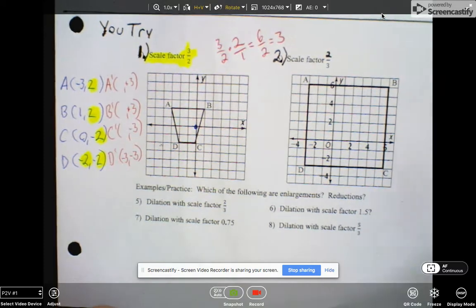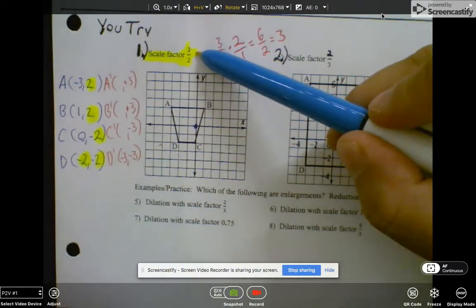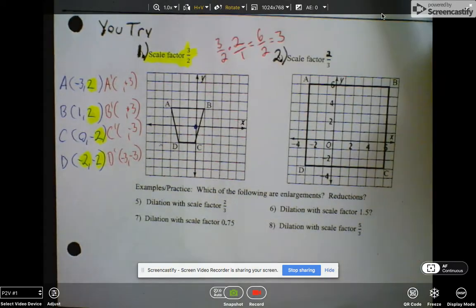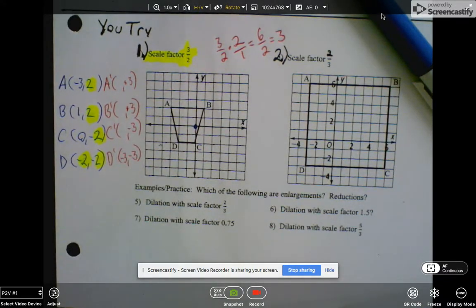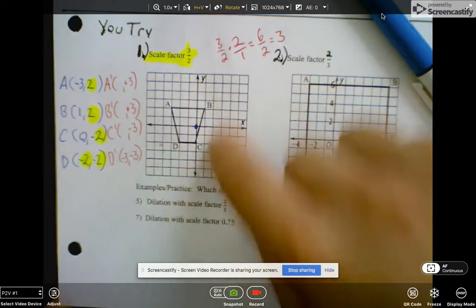I'll throw you the cue ball if you can tell me, this scale factor, is this shape going to get bigger or smaller? Bigger or smaller? You have a half chance of getting it right. 3/2. Bigger? It's going to get bigger. So I know that my figure, when I draw it, will be out here.